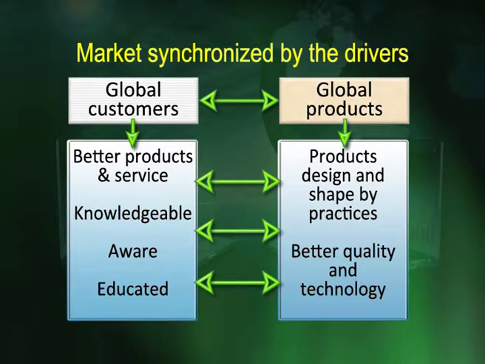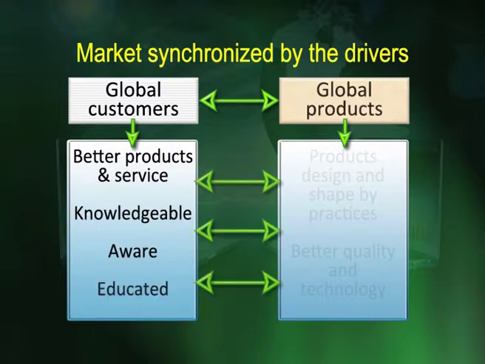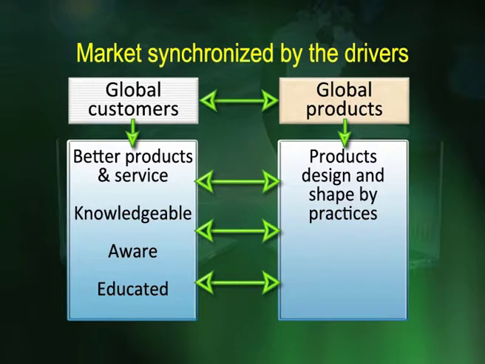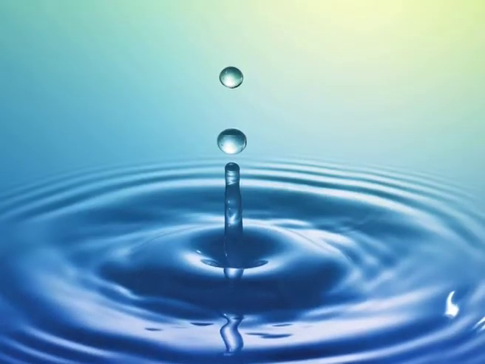What are these drivers? Let's see in this diagram. You have the global customers wanting better products and better services because they are more knowledgeable, more aware and more educated. These are the urban markets. Then you have the global products designed and shaped by the international practices, better quality and better kind of technology. Then you have the global operations and resources. Every country has a kind of a resource which is genuinely not available in other countries. So, you have geocentrical geographical conditions dictating the resources. The cost is differentiated because of the availability of a particular resource at a particular country.